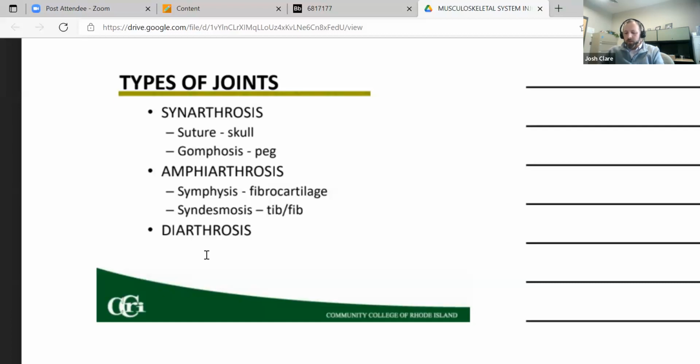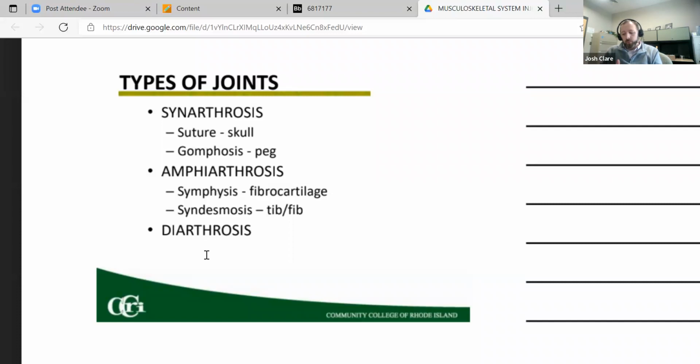So the synarthrosis joints don't move. The amphiarthrosis joints are slightly movable. A good example of this is the pubic symphysis. And the diarthrodial joints are now movable joints. The diarthrodial joints are synovial joints. So sometimes we call them diarthrodial, sometimes we call them synovial.